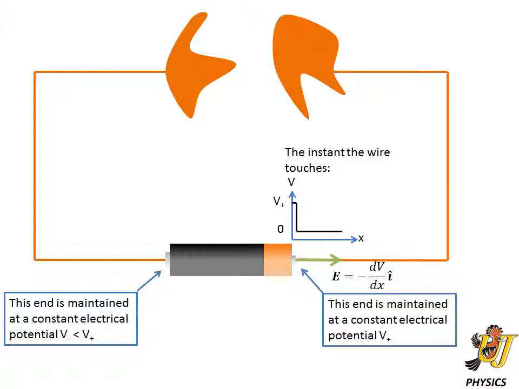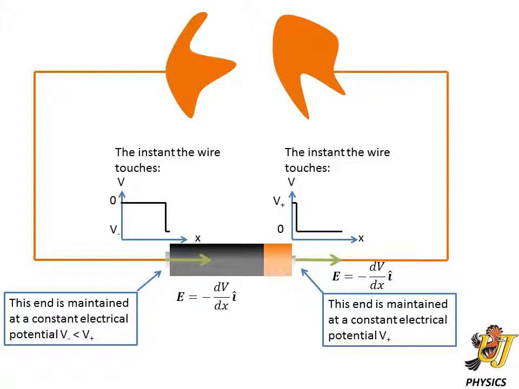Furthermore, we know that the electric field depends on the change of the electric potential with some spatial coordinate. Therefore, at the interface between the wire and the electric terminal, where we have a very large abrupt change in the electric potential, we can expect a large electric field pointing into the wire. By exactly the same arguments, we can expect a large electric field pointing into the battery at the negative terminal.